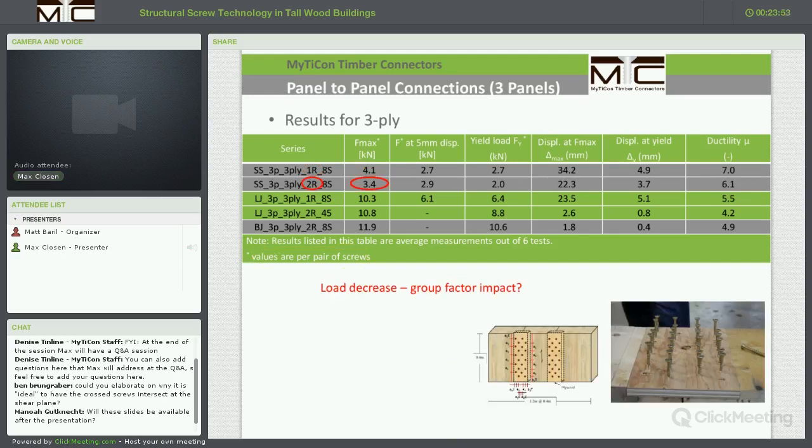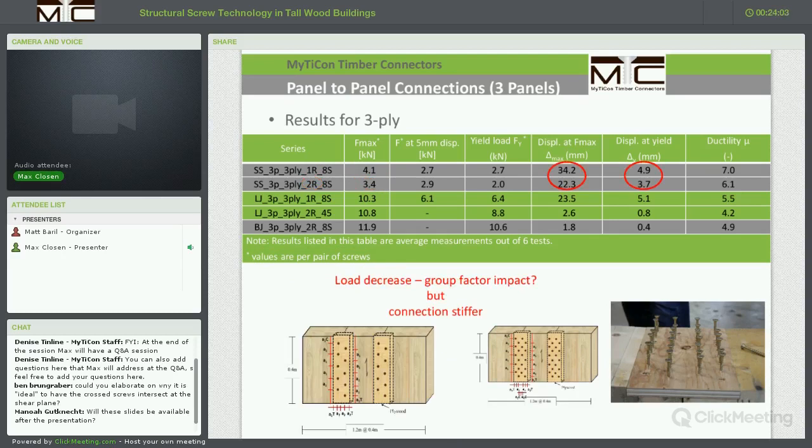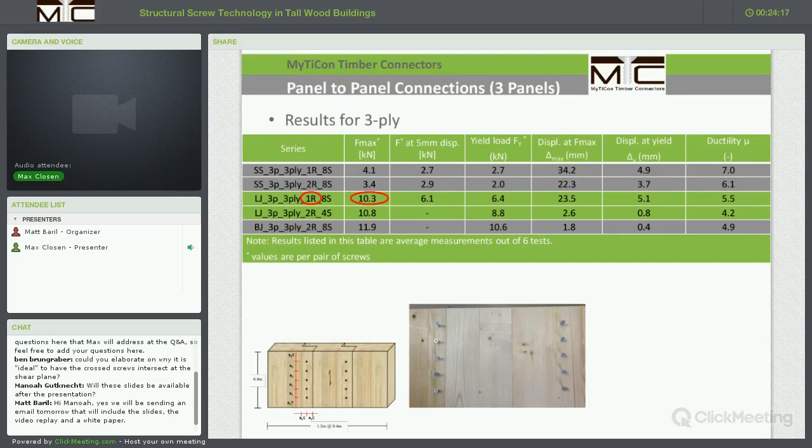For the surface spline connections with 2 rows, we basically see a decrease of capacity per pair of screws. This is due to the higher number of screws in the connection, and we do also see higher stiffness in these connections. So it appears that if we put in more fasteners in these regular shear connections, we do also see higher stiffness.